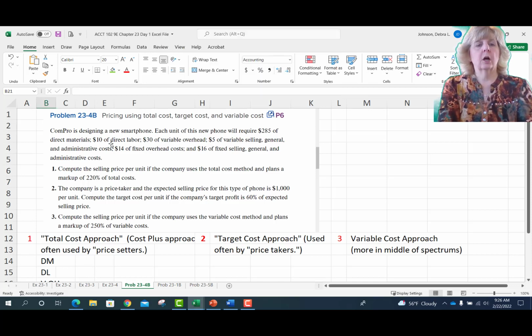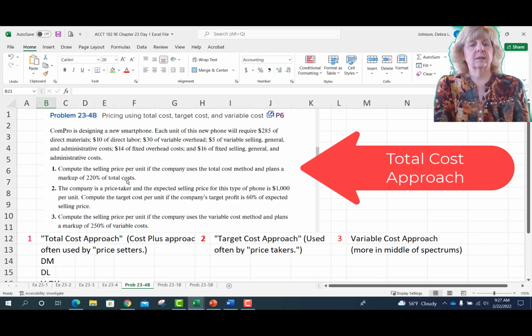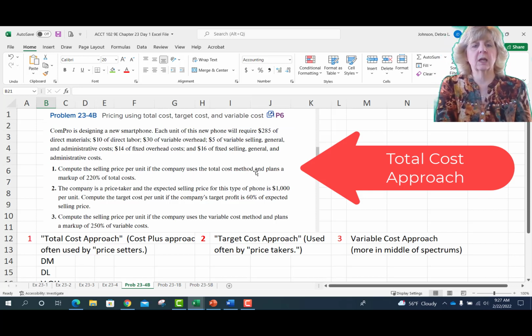So it says Compro is designing a new smartphone. Each unit will require $285 of direct materials, $10 of direct labor, and it goes on and lists all these different costs: $30 of variable overhead, $5 of variable selling, general, and administrative, $14 of fixed overhead, and $16 of fixed selling, general, and administrative costs. And they want us to do 3 things. They want us to compute the selling price per unit if they used a total cost method approach.